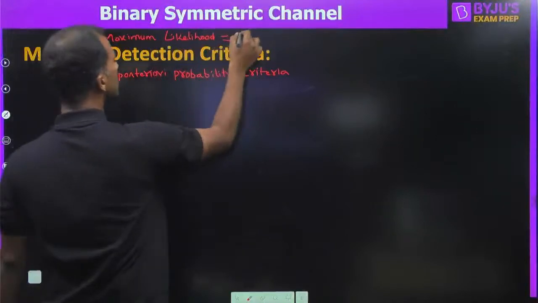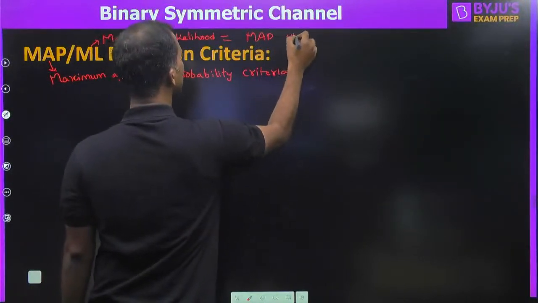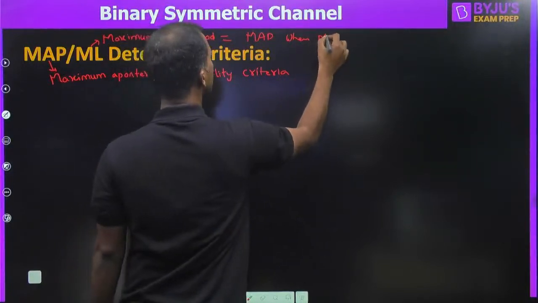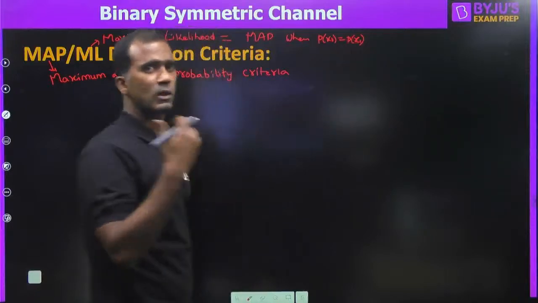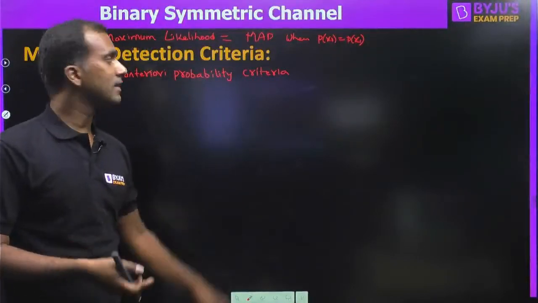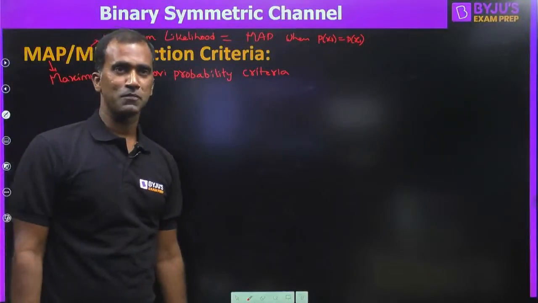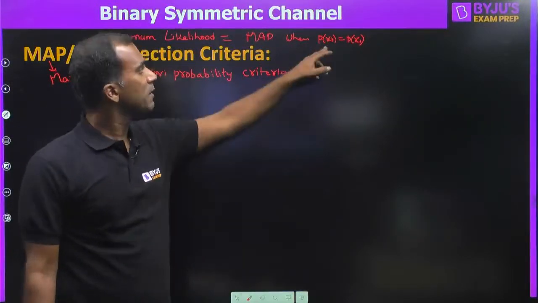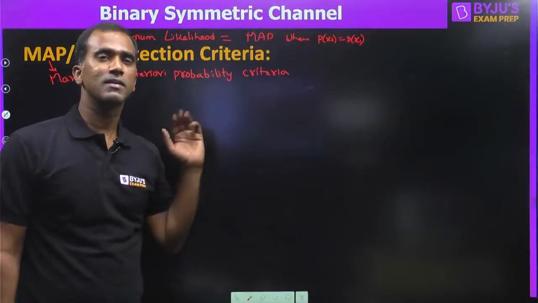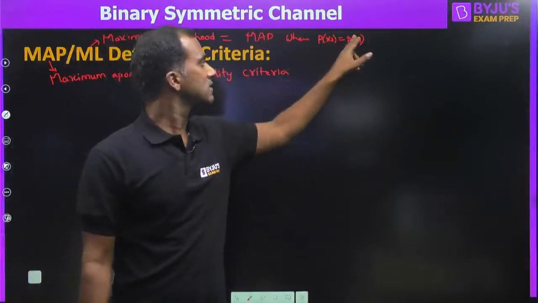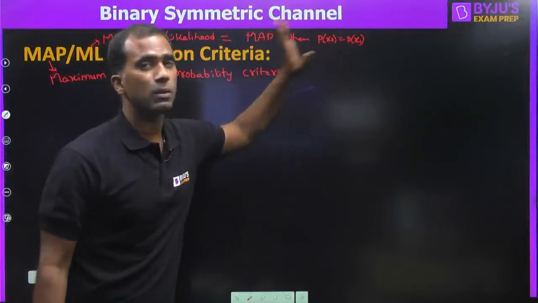So what is maximum likelihood criteria? It is a MAP criteria only, when P of x0 and P of x1 both are the same. When the input probability of 0 and 1 is the same, then MAP criteria is exactly the same as maximum likelihood criteria. Sometimes in the problem they will not give us P of x0, P of x1 probabilities, and they just simply say maximum likelihood criteria. We should understand that, okay, if they are saying the maximum likelihood word, it means they are talking about these probabilities to be equal.